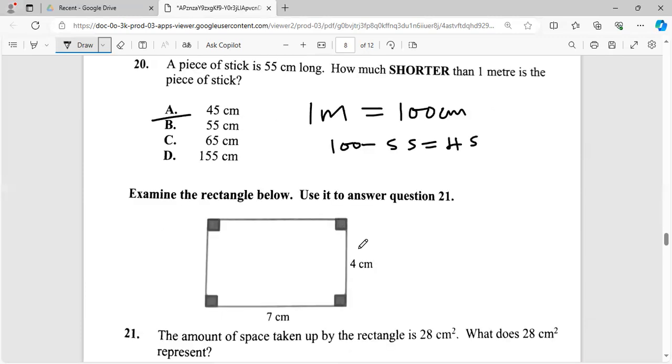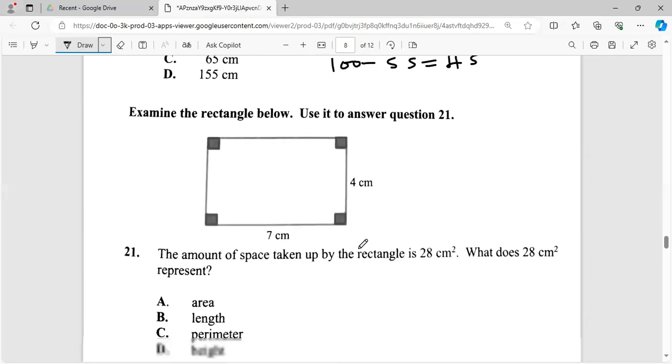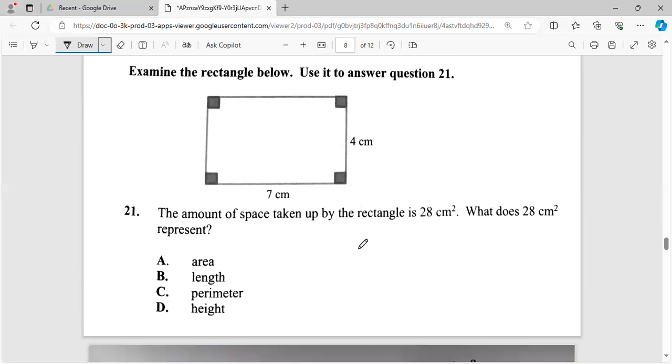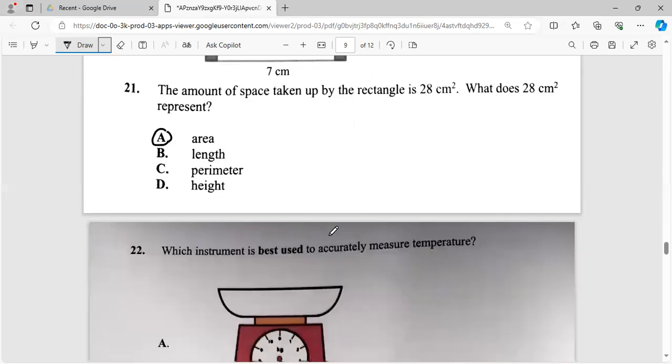Examine the rectangle below. Use it to answer question 21. The amount of space taken up by the rectangle is 28 centimeters. What does 28 represent? That would be the area. Now the area is the number of squares it occupies inside. If it was volume, it's the amount of space. Perimeter would be the total distance around. 7 and 4 is 11, so that would be about 22. So it's not the perimeter, but the area.